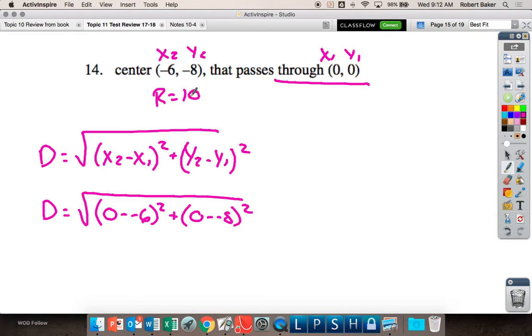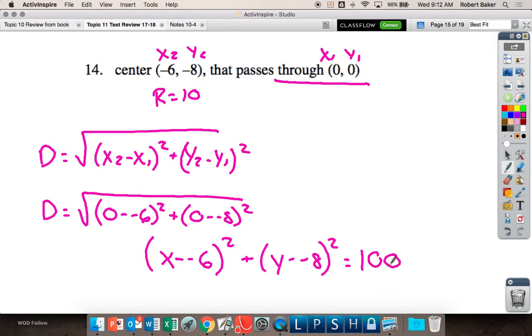So now we have to use the center and the radius to build an equation. X minus negative 6 squared plus y minus negative 8 squared equals 10 squared. 10 times 10 is 100. So cleaning up the double negatives, we get x plus 6 squared plus y plus 8 squared equals 100.